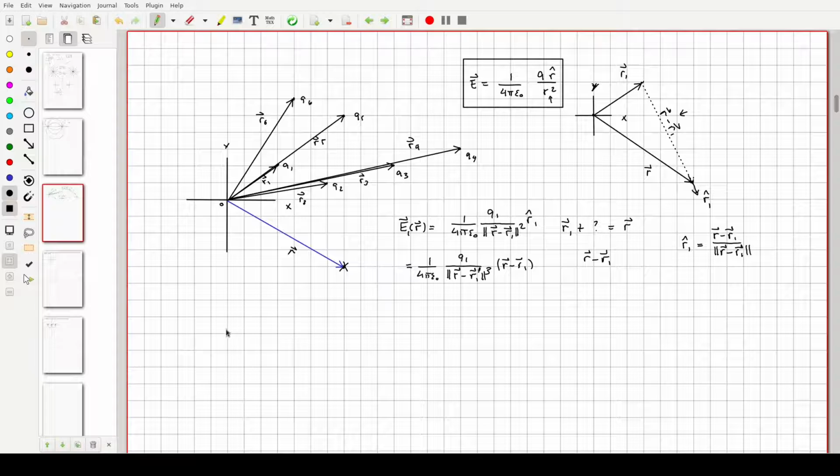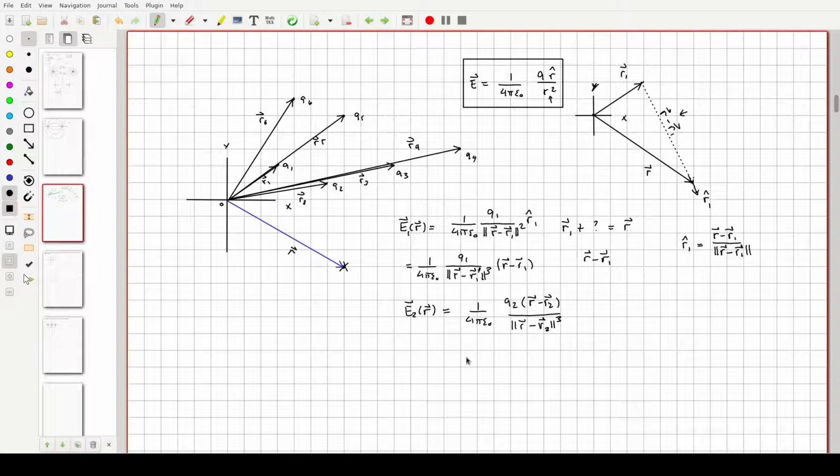So E2, for example, would look almost identical to E1. The change here would be 1 over 4 pi epsilon naught. That's the same. Now it's Q2. Now our location vector is R minus R2. And in the denominator, we have R minus R2 cubed.